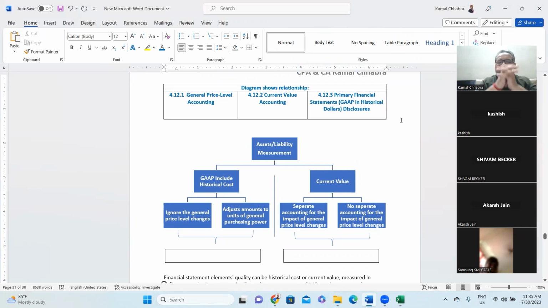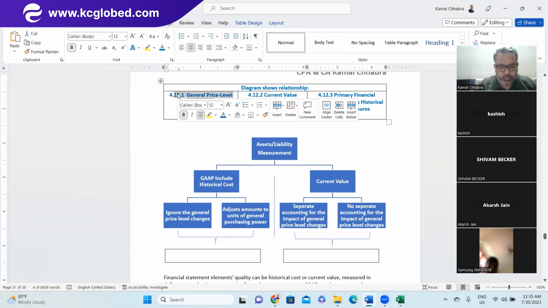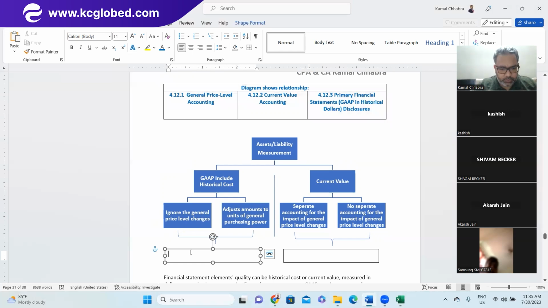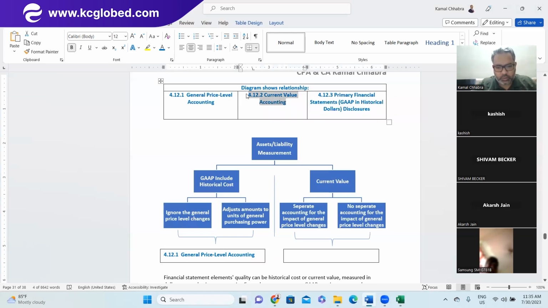So coming back to the diagram and the relationship. With general price level accounting we have to do two things. The measurement is basically for assets and liabilities, right? They are sitting on your balance sheet. This is your general price level accounting, and this is your current accounting.